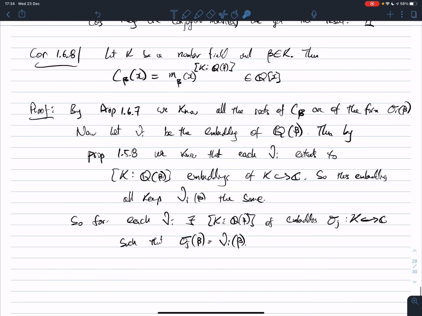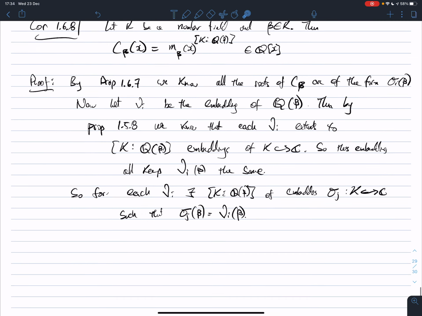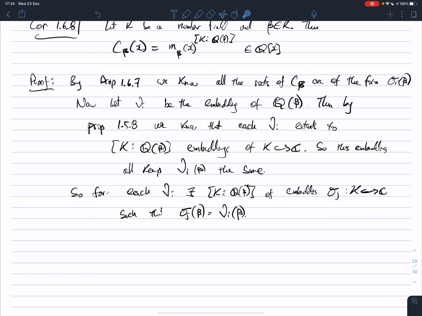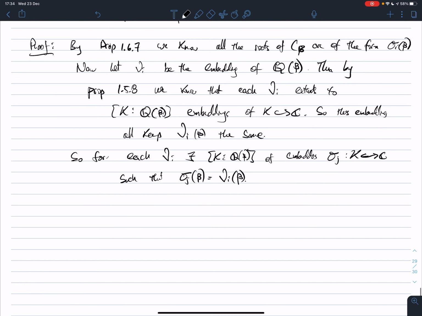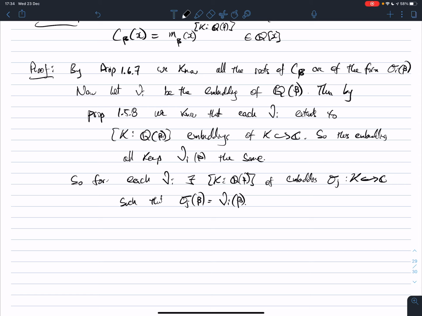And this is from this extension result, that if I have an embedding of this field, then it extends in this many ways. So if this number was 3, then for every embedding of Q beta, I get 3 embeddings of K, which when restricted back down agree with my original one. So for example, in this case, I'd get 3 of these for every one of these. So in this product, you're going to get lots of repetition, and this is what we're showing.